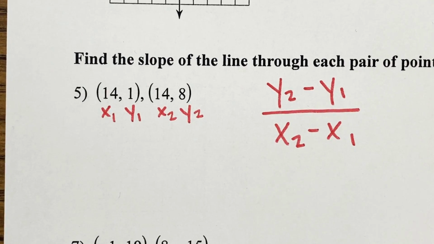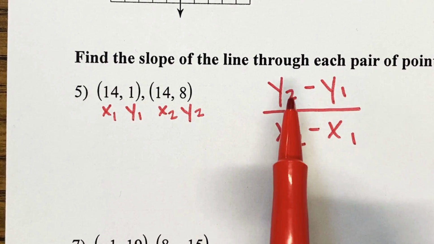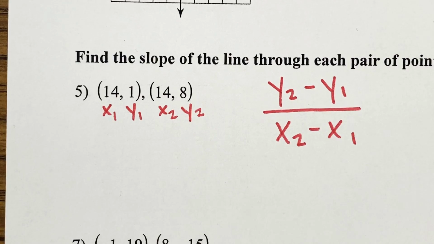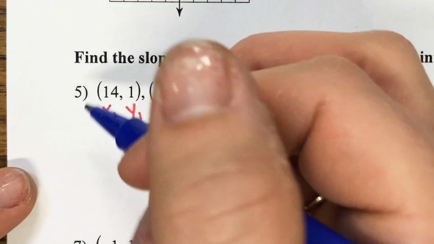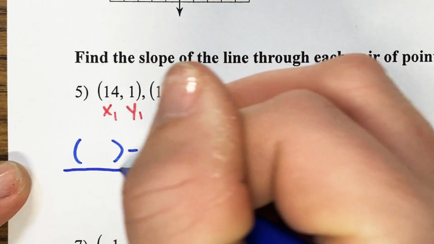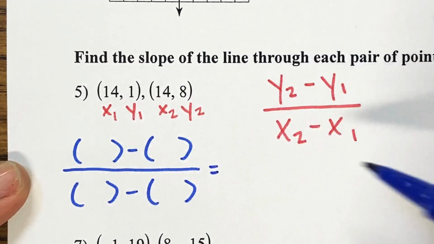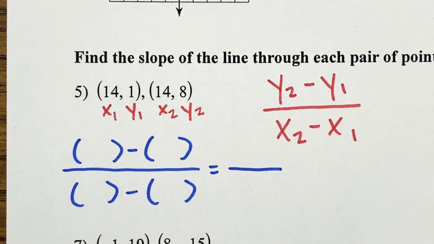So looking at number 5, instead of writing out our formula, I want us to copy it down, but don't put y2 and y1. Put the blank spaces. Okay, so I'm going to put y2 minus y1 over x2 minus x1. Okay, and we're going to solve. We're going to figure out what this is.